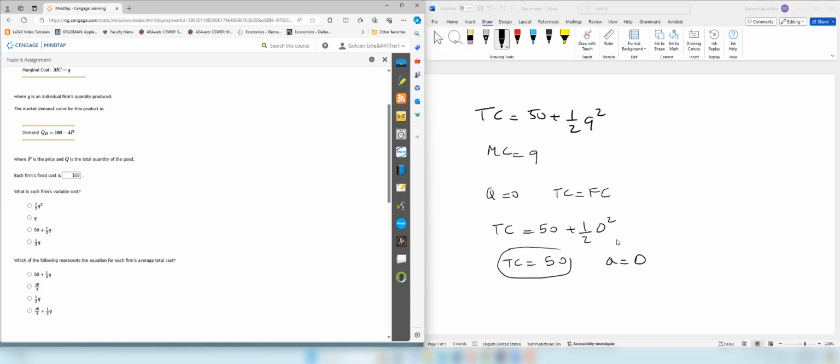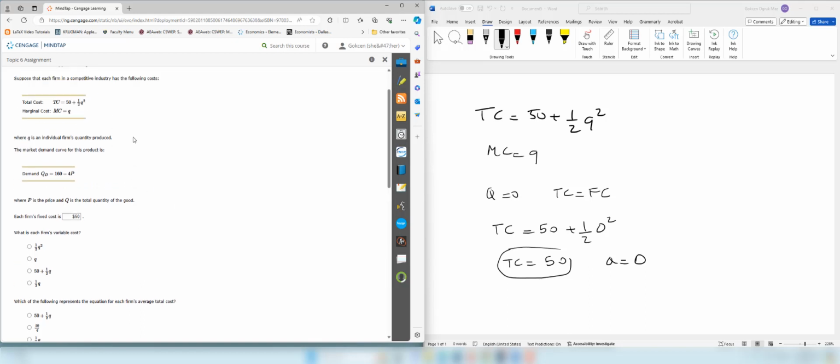Next question, what is each firm's variable cost? Variable cost is the part of the total cost that depends on quantity. So as you see here, this part depends on quantity and it changes with quantity. Therefore, 1/2 Q squared is the variable cost.